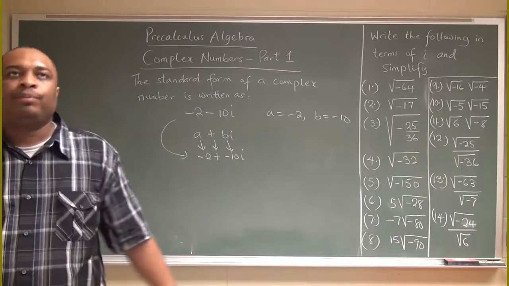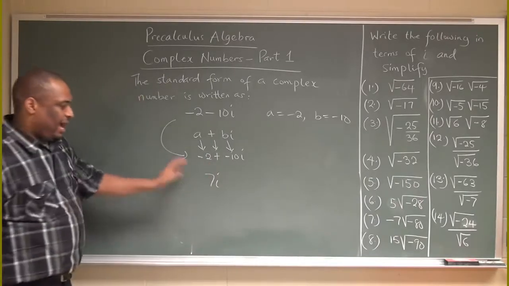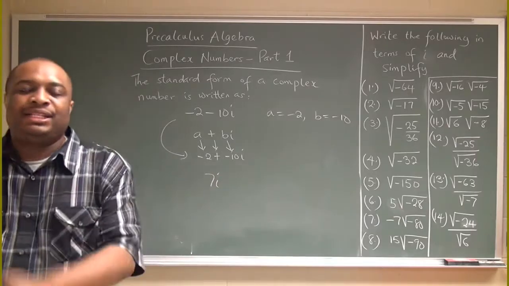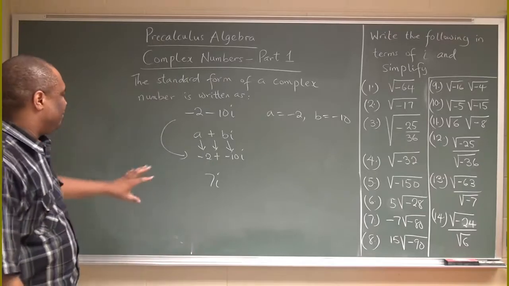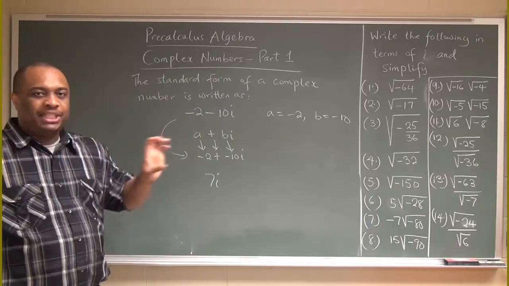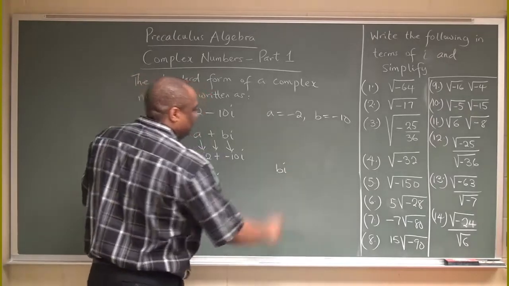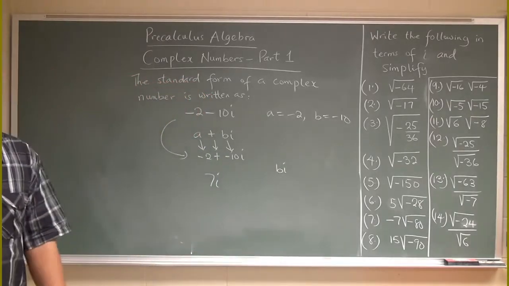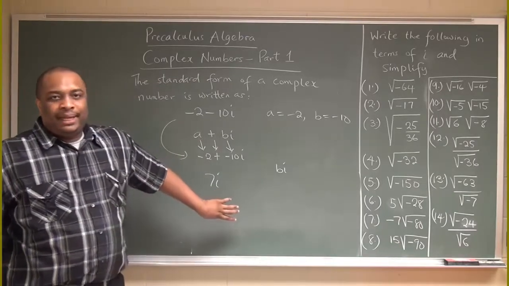Okay, another example. What if I have 7i? If I have only 7i, and I ask you to find the real part and the imaginary part. Now, 7i is a pure imaginary number. Remember, we say that BI is a pure imaginary number. Now, this is a complex number.